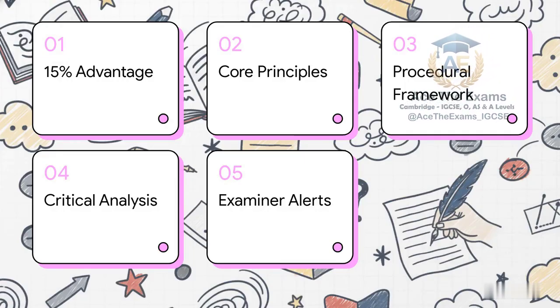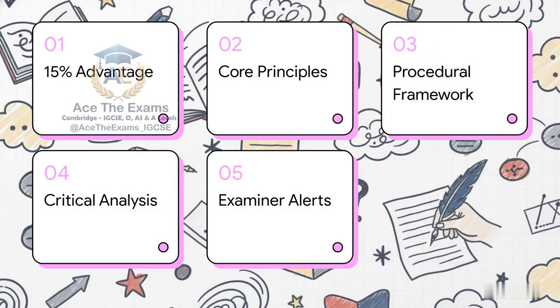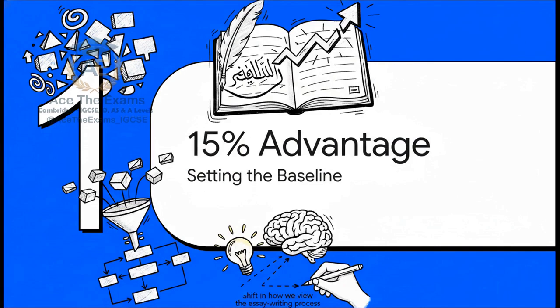So here is our game plan for today. First, we'll look at the 15% advantage. Second, the core principles of mastery. Third, we'll map out a procedural framework. Fourth, critical analysis and evaluation. And finally, top examiner alerts. Starting off with Section 1, the 15% advantage, setting our baseline.